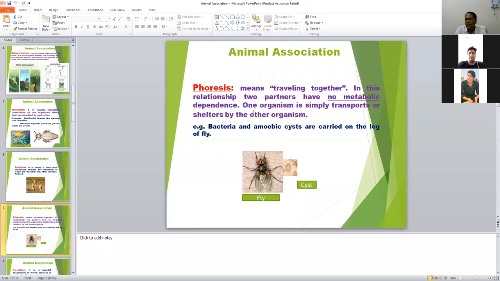One organism is simply transported or sheltered by another organism, for example a fly. Commonly the house fly transmits amoebic cysts carried on the legs of the fly. The fly sits on food materials or fish containing cysts, so the cyst sticks to the fly's legs and the fly carries the amoebic cyst to another host. So there is no metabolic dependence. Entamoeba histolytica cyst has no metabolic dependence on the house fly.